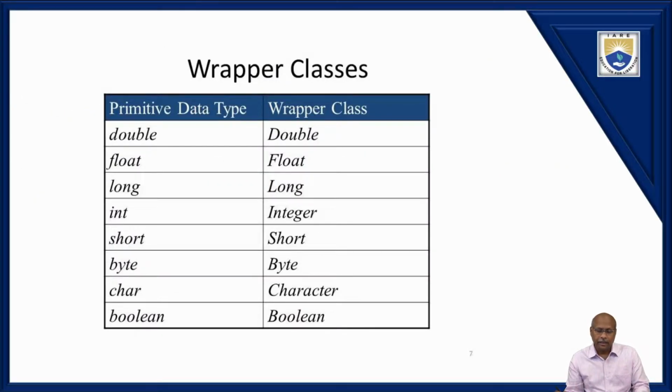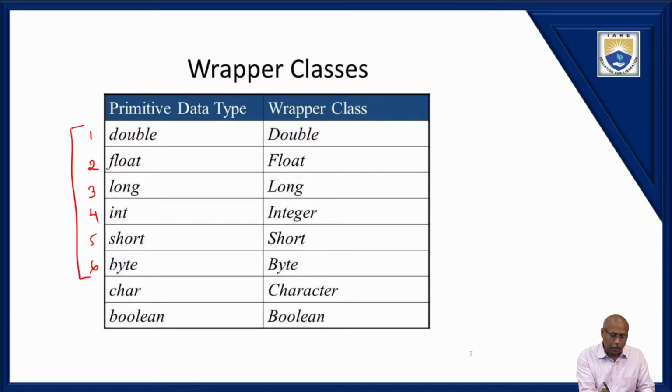Now you can see here what the primitive data types are and what the corresponding wrapper classes are. You know that Java supports 8 different varieties of primitive data type: double, float, long, integer. These are all numbers. Some are pure numbers, some are decimal numbers. The first 2, double and float, are decimal and the last 4 are pure numbers: byte, short, int, long. They are primitive data types. Similarly char, and boolean. Totally 8 different primitive data types.